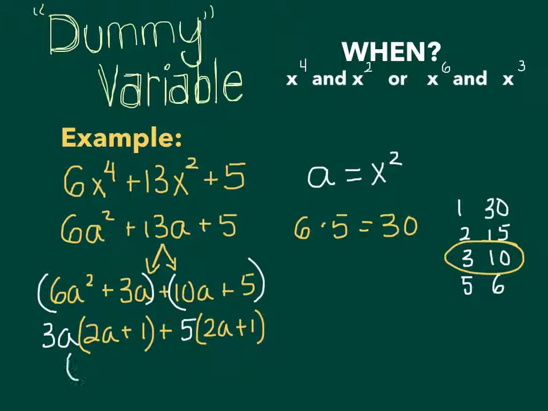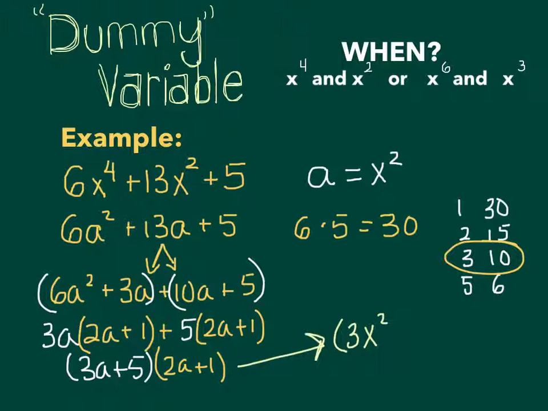And now I can rewrite the 3a plus 5 in one set of parentheses, and my 2a plus 1 in a second set of parentheses. Now you might think we're done, but you need to remember that we didn't actually start with an a. We don't really care about a. We want to put this x squared back in. So my final answer will be taking these two binomials and rewriting it as 3x squared plus 5 times 2x squared plus 1. And now I am done.